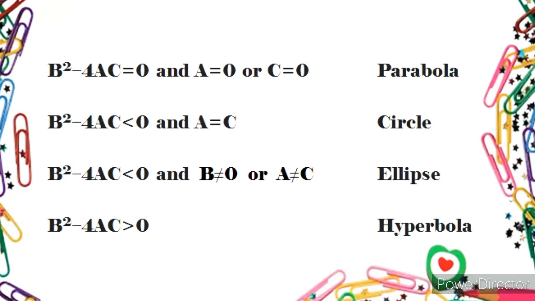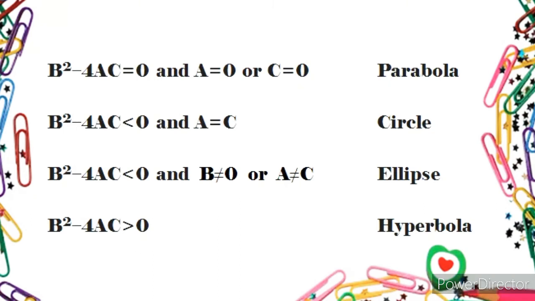Next, we have b squared minus 4ac is less than 0 and a is equal to c. The equation is a circle. Next, we have b squared minus 4ac is less than 0 and b is not equal to 0 or a is not equal to c. So our equation is an ellipse. Lastly, we have b squared minus 4ac is greater than 0. Our equation is a hyperbola.